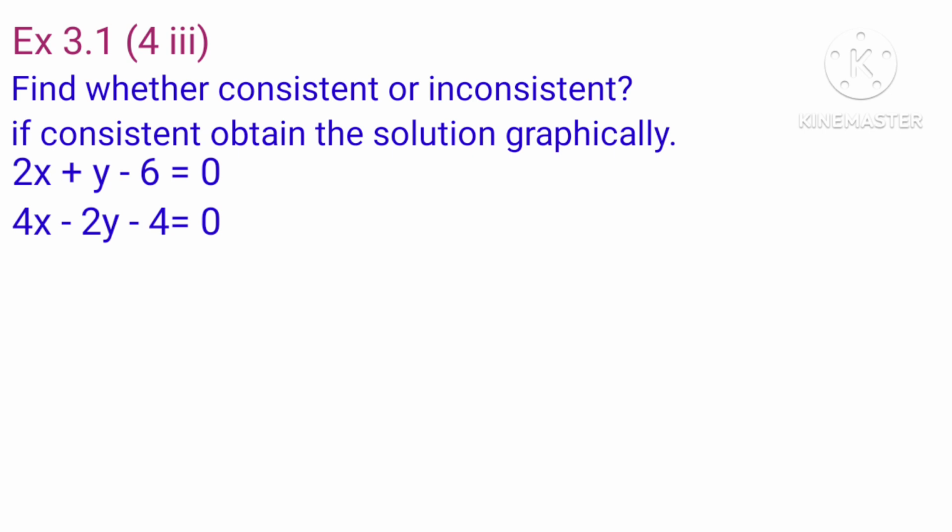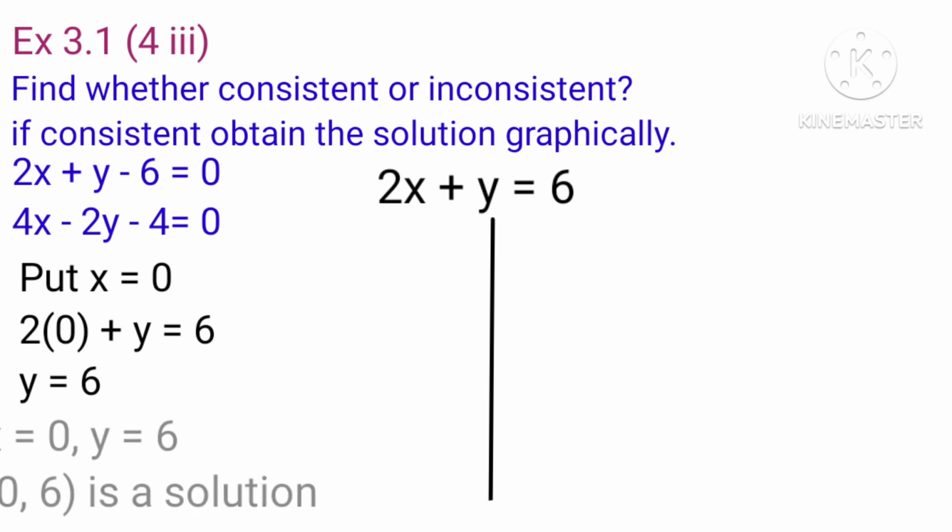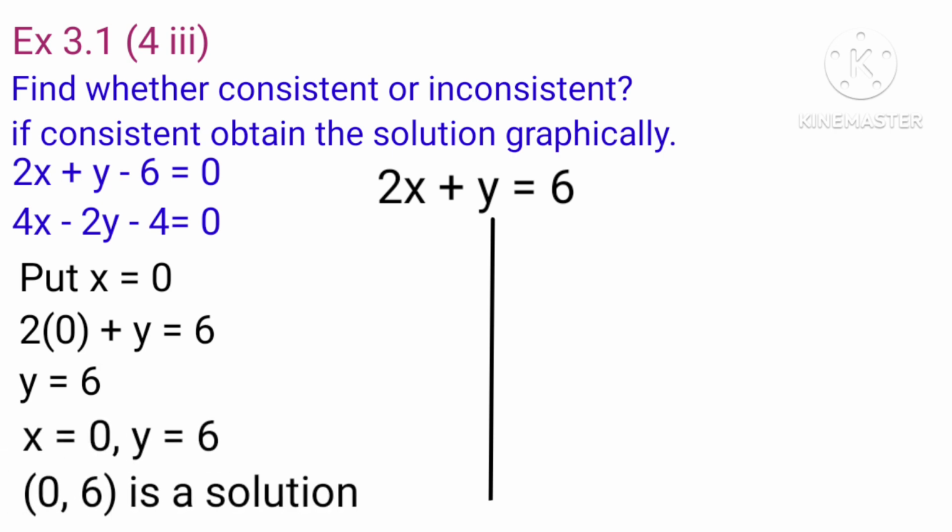Now we have to obtain the solution in the graph. Before that, we have to find the solution for x and y from equation 1 and 2. So from equation 1, 2x plus y is equal to 6. I'm putting x is equal to 0. For 2 into 0 plus y is equal to 6. So y is equal to 6. So x is equal to 0 and y is equal to 6. 0 comma 6 is a solution.